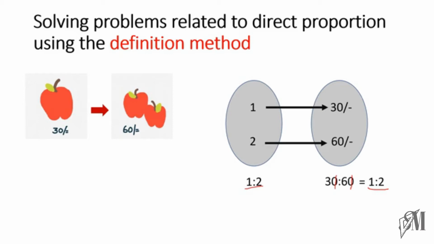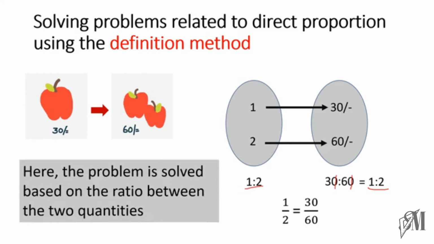So when you write this as a fraction, right? This side it is 1 over 2. Now the price column we can write as 30 over 60. So these two are also equivalent fractions, right? With this knowledge, the problem is solved using the ratio between the two quantities.